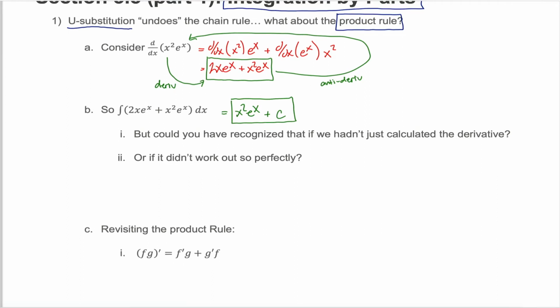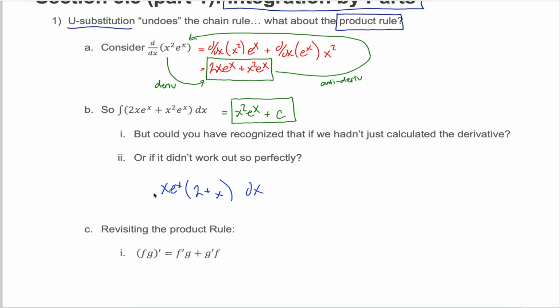All right, for those of you that are the superstars that think you might have been able to recognize that, first off, that's really impressive, and I believe you. But secondly, I could mess with this a little bit. I could recognize that each of these terms has an x e to the x in it. So I could factor out x e to the x from both terms, and then over here I would be left with a 2, and over here I would be left with an x.